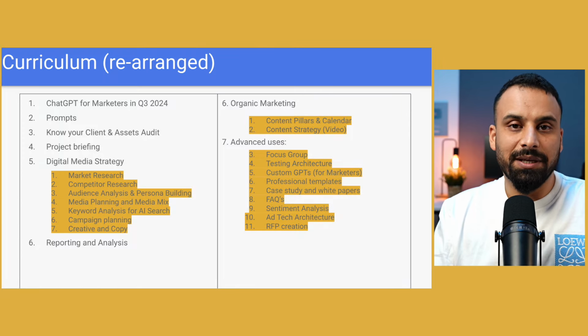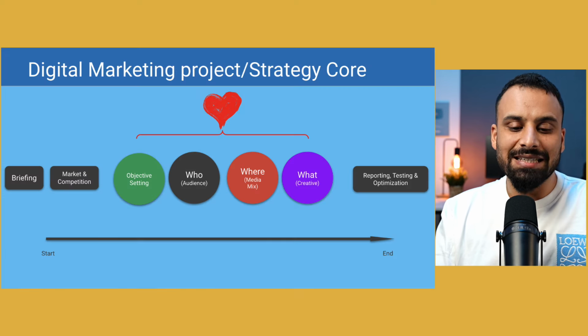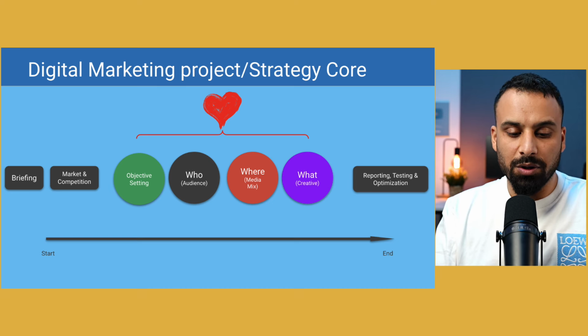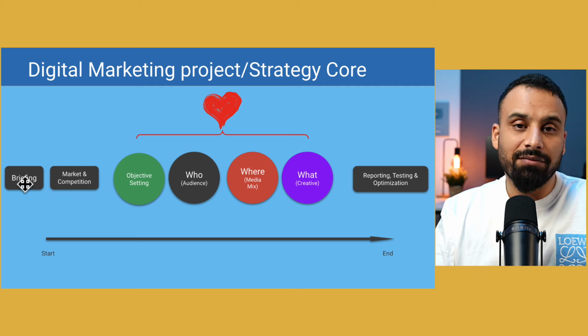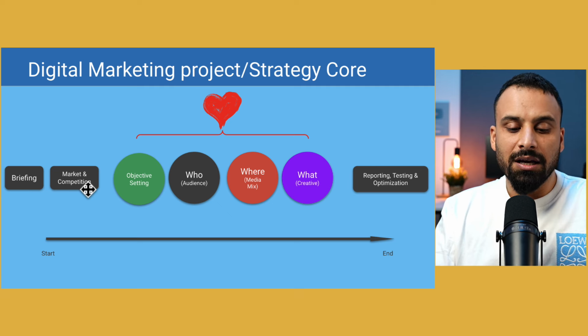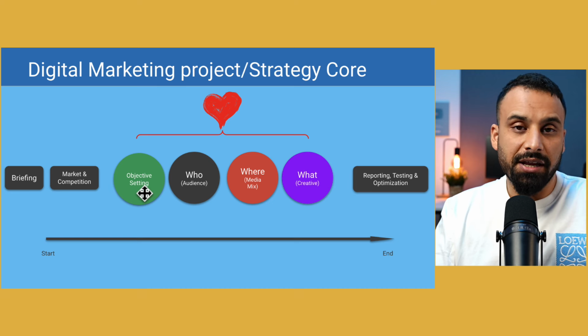So basically this has been arranged in terms of how a particular digital project works. So here's an example, like this is any digital marketing core project workflow. It starts with briefing when a client gives us briefing, and then we do market and competition analysis. And then these are the core steps in any digital marketing strategy, which is objective setting. How do we set objectives for the project?